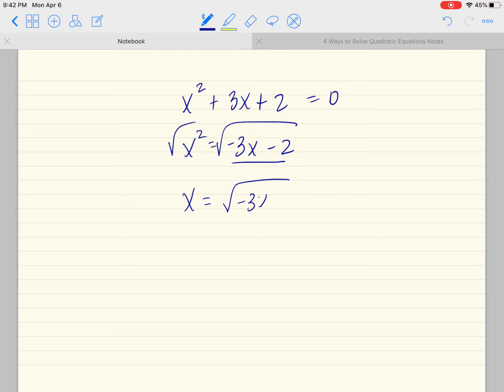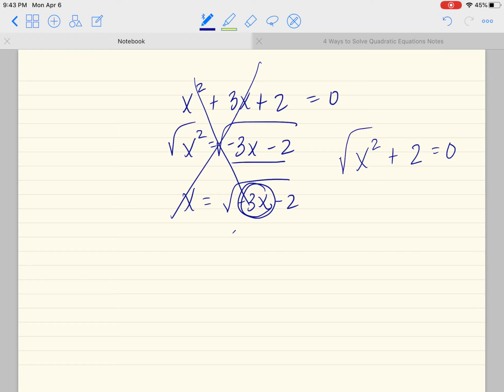Well, if I got the squared term by itself, let's say I subtracted 3x over, subtracted the 2 over, and then I went to square root, what is the square root of negative 3x minus 2 going to look like? Well, I can't solve for x and then have an x on the other side of the equation. That's no good, right? So the square root method works in certain situations. It doesn't work here because of this term, right? If that wasn't there, this wouldn't be an issue.